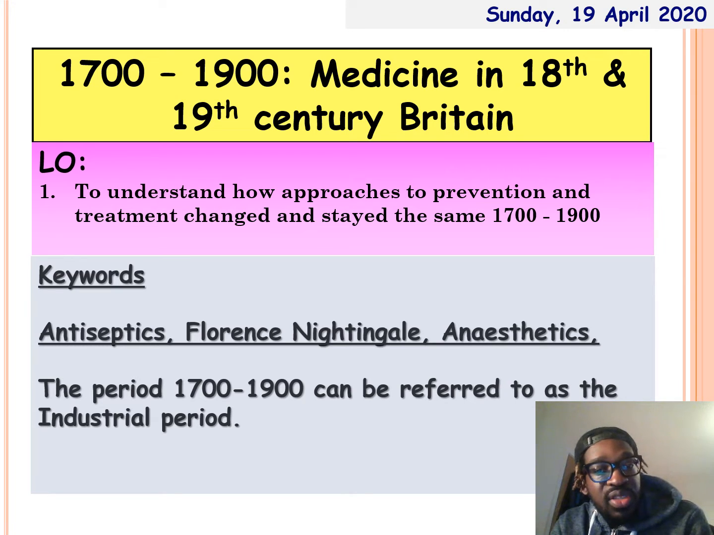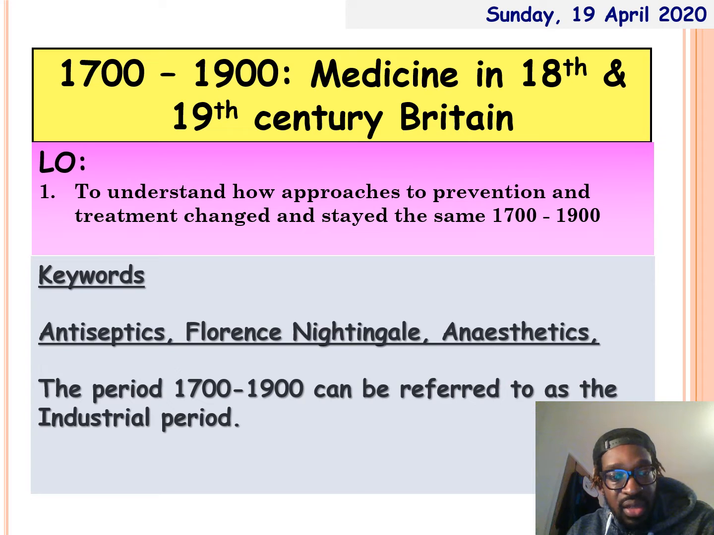This period of time, 1700 to 1900, as you can see with my cursor, indicates the industrial period. Whereas before you've looked at 1500 to 1700, which is otherwise known as the Renaissance period, this is the industrial period now. We've looked at the industrial period before, because remember we've been looking at this thematically.